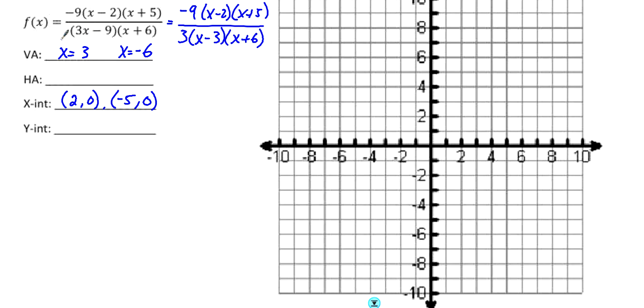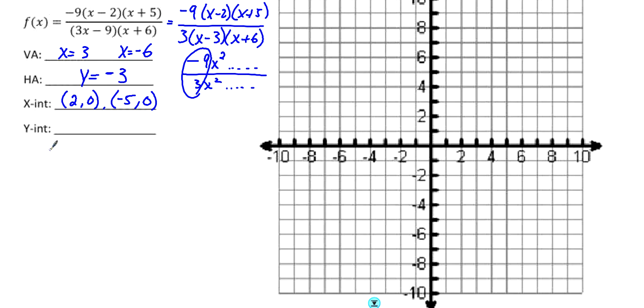Now, my horizontal asymptote comes from comparing both. So the top, if you multiply it out, will give you -9x squared, and so on. And the highest power on the bottom will give you 3x squared, and so on. But I'm just worried about the powers being the same, and we use the coefficients, so we get -9/3. So that means y equals -3 is my horizontal asymptote.